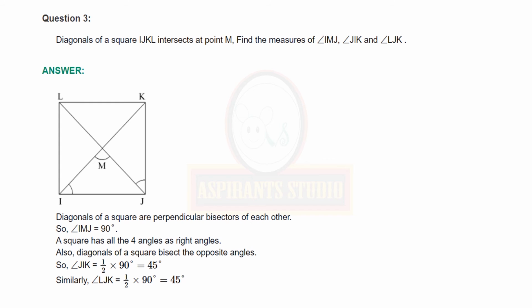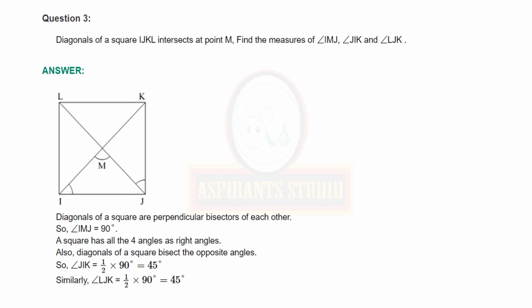Then write the solution. Draw the figure. Diagonals of a square are perpendicular bisectors of each other. So the measure of angle IMJ is equal to 90 degrees. A square has all the 4 angles as right angles. Also, diagonals of a square bisect the opposite angles.